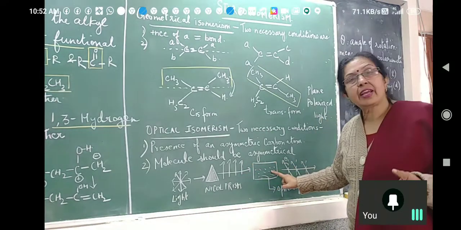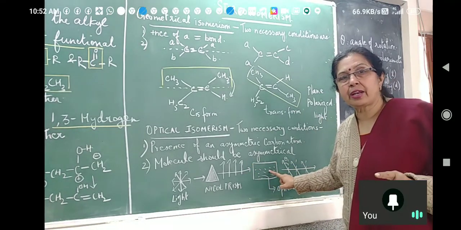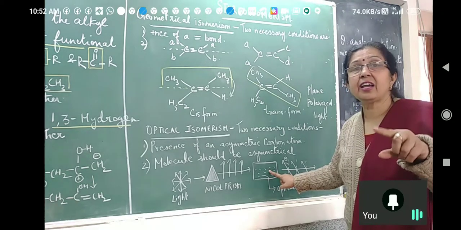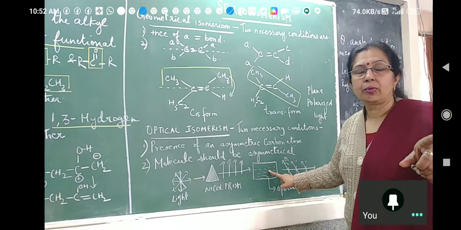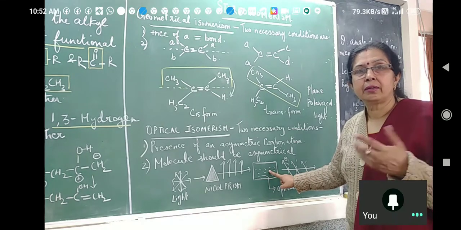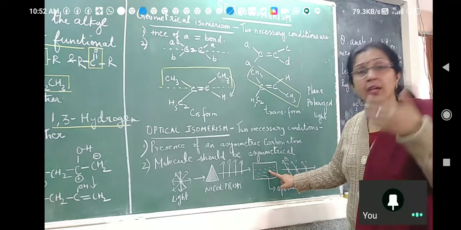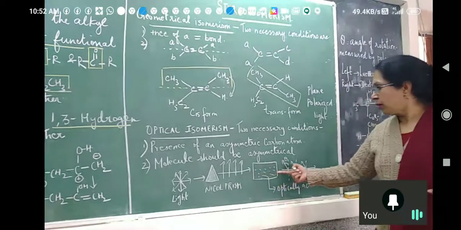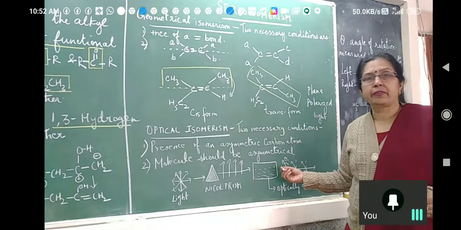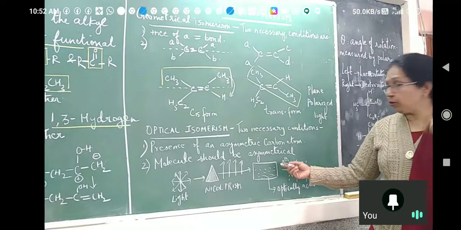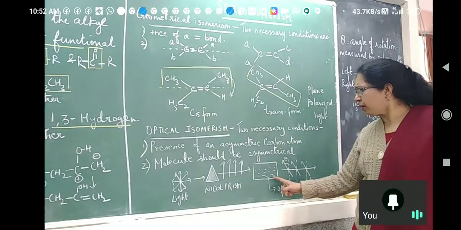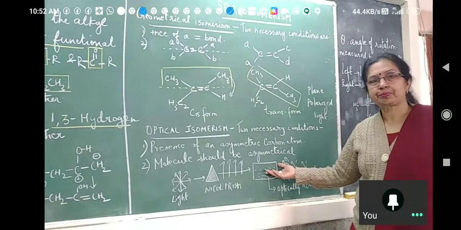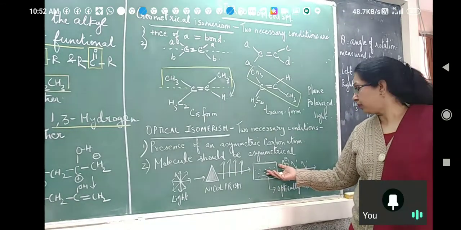Here we have taken an organic compound and dissolved it in an organic solvent. Organic compounds rarely are soluble in water. They are more soluble in ethanol, carbon tetrachloride, benzene. Okay, so these are non-polar solvents. You dissolve it and then let this plane polarized light pass through. What will happen?